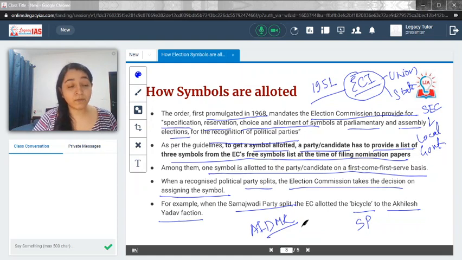There was also a fight between different factions within there, and again the ECI is the one which took the decision to allot the political election symbol to one faction. So this is the whole idea of how symbols are allocated.